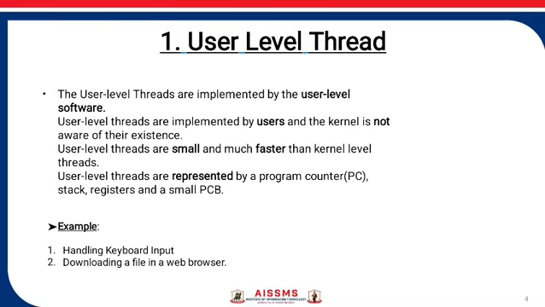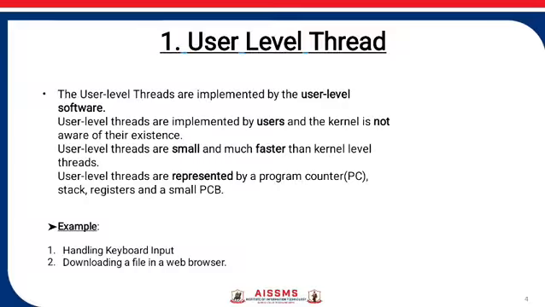The first type of thread is user level thread. What is user level thread? The user level threads are implemented by the user level software. User level threads are implemented by users and the kernel is not aware of their existence. User level threads are small and much faster than kernel level threads. User level threads are represented by a program counter, stack, registers, and a small PCB.